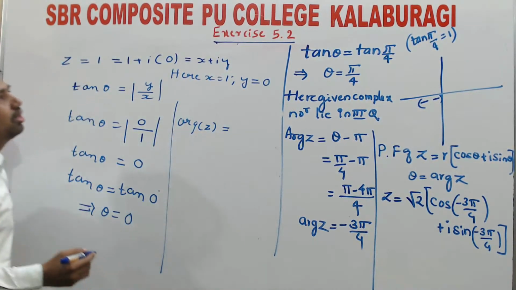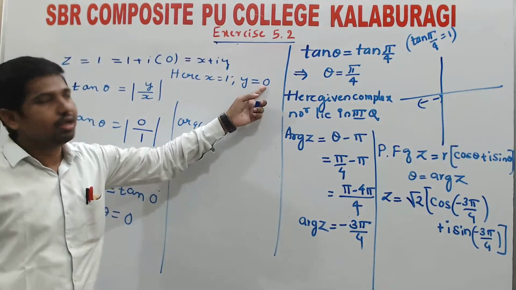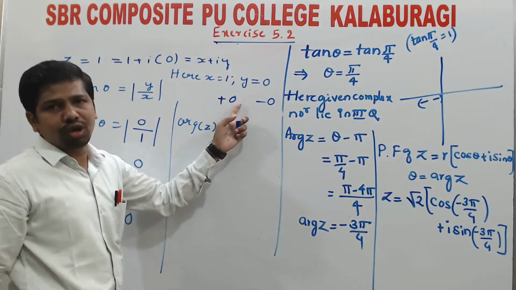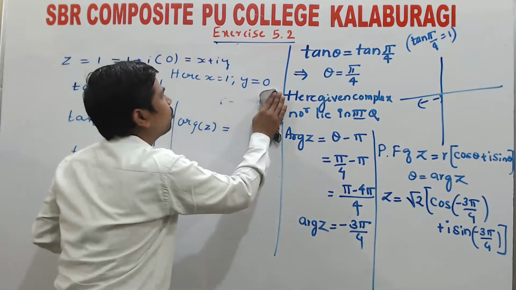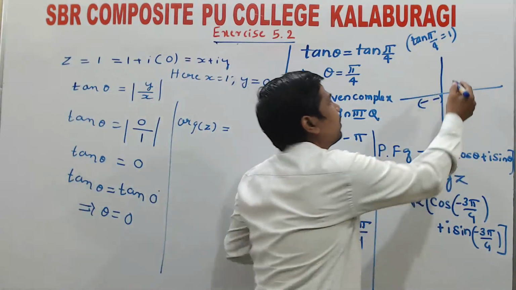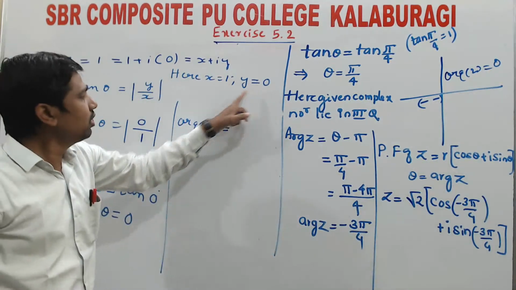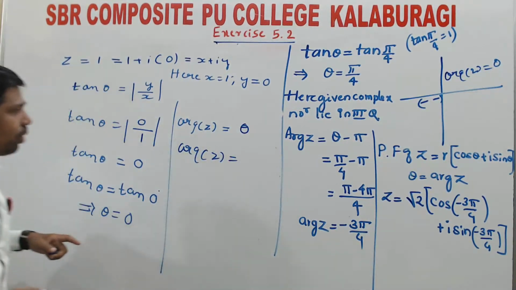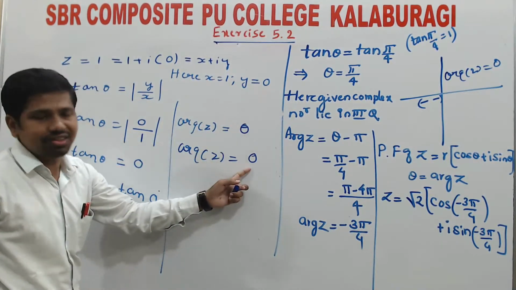Now I will find the argument of z. The argument of z depends upon the signs of x and y. I am taking both x and y as positive only, because there is no meaning in writing plus 0 or minus 0. Let us assume that x is positive and y is positive. If x is positive and y is positive, it is in the first quadrant. In the first quadrant, the argument of z is given by theta. So the argument of z is equal to theta, which is 0. When I take both x and y as positive, the argument is 0.